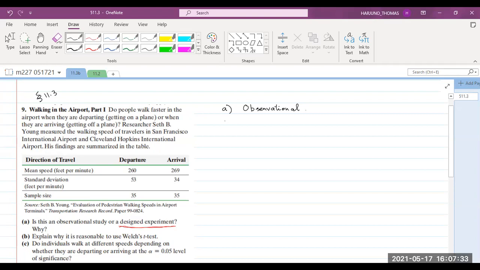Now part B: explain why it is reasonable to use the t-test. Why do we use test statistic t? Well, because we are doing hypothesis testing of two samples, two independent samples with unknown.